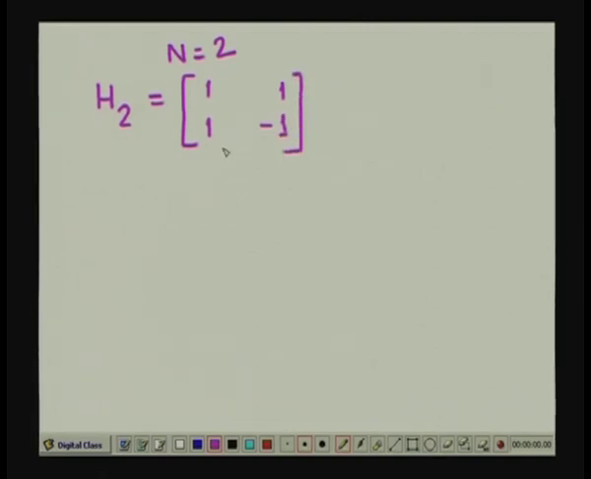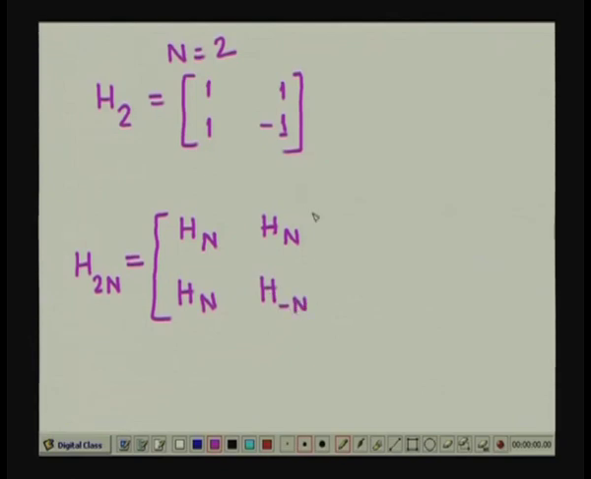And then using this recursively, a Hadamard matrix of dimension 2n can be obtained from a Hadamard matrix of dimension n, which is given by the relation H_n, H_n, H_n and H_minus n. So, a Hadamard matrix of higher dimension can be recursively formed from a Hadamard matrix of lower dimension. This is a very, very important property of the Hadamard transformation.